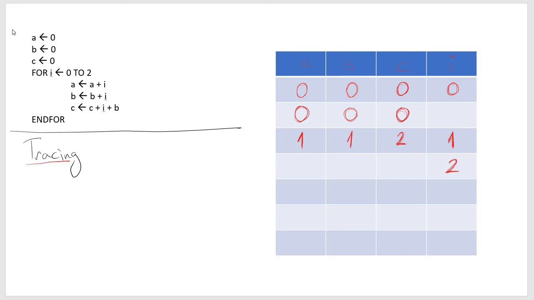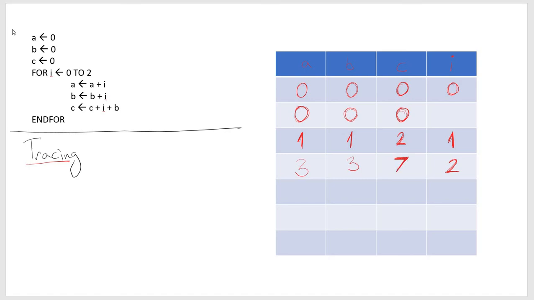So A is going to be assigned to A plus I, so we know A is 1, I is 2, so that's going to put A to 3. B is going to be set to the same thing. B is assigned to B plus I, that's 1 plus 2 equals 3. And C is going to be assigned to C, which is currently 2, plus I, which is currently 2, plus B, which is currently 3, which is going to set C to 7, like this.